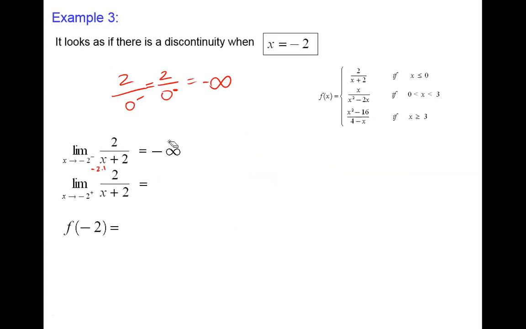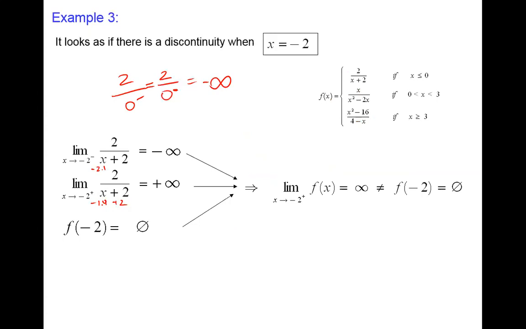Really good. Now using the same thing, what will be the next limit? It's also 2 over 0, but in this case it's -1.9 plus 2. It's positive. It's positive infinity. And the value, we just learned that the value is undefined because of the number -2 not being in the domain.